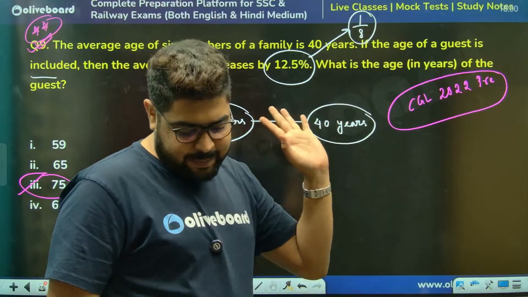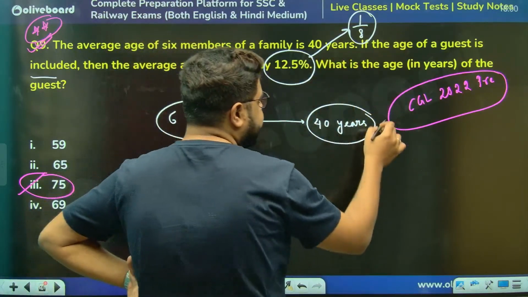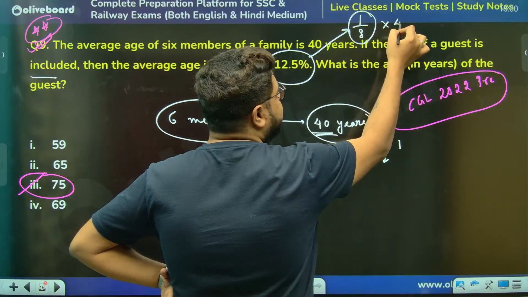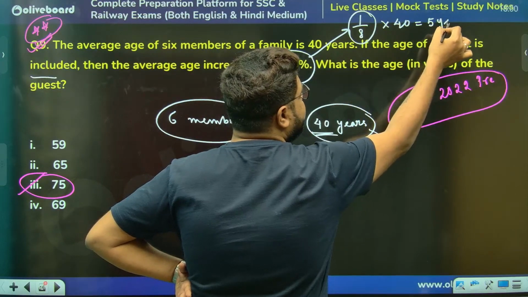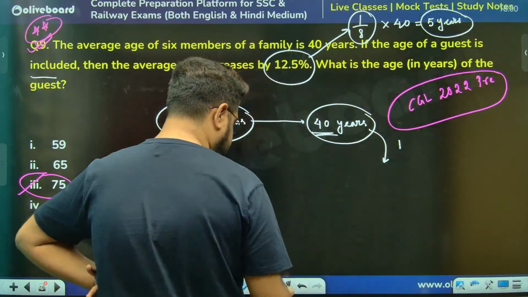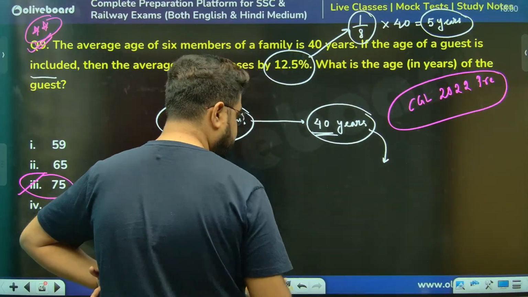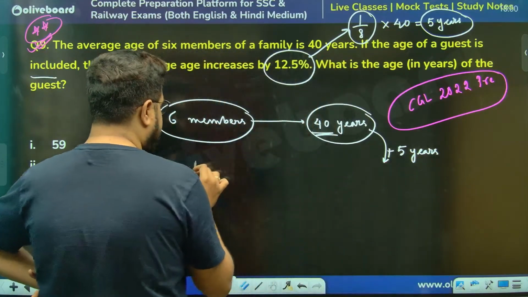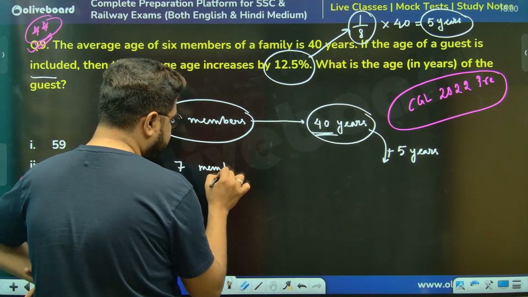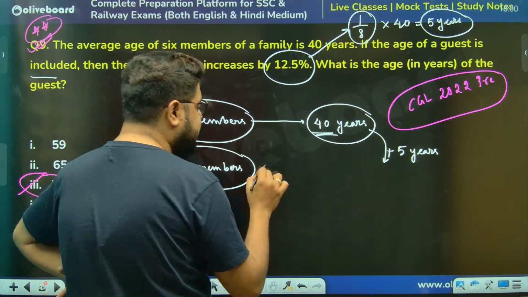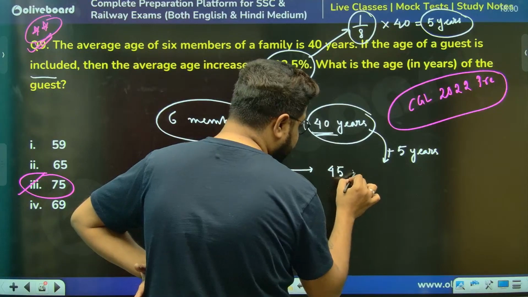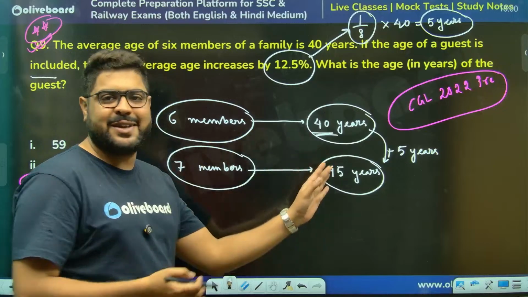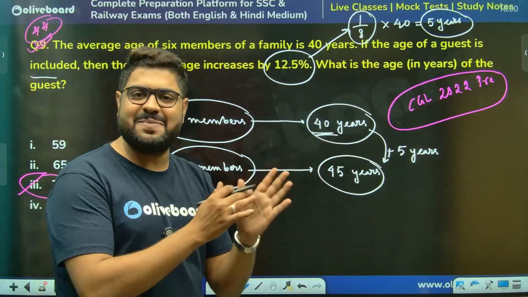This is the level of preparation we need. So that means it increased by 1/8. 1/8 of 40 years means it increased by 5 years. So the average has increased by 5 years. Now there are 7 members in the family and the average age is 45 years. Now the age is 7 into 45. Previously the age was 6 into 40. Subtract, you will get it.